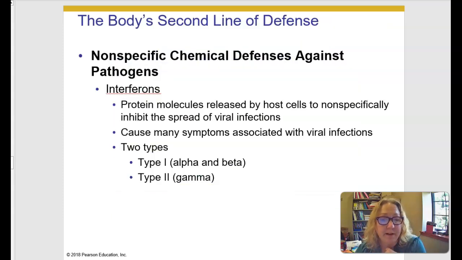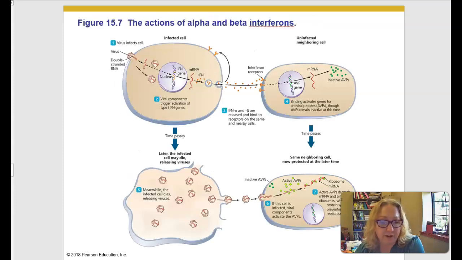Non-specific chemical defense against pathogens. You have interferons. These are proteins released by host cells to non-specifically inhibit the spread of viral infections. There's alpha and gamma ones. Here are the actions of them. Again, you're seeing that it's a virus. You're posting it here on your social media, and this is going to activate a series of reactions.